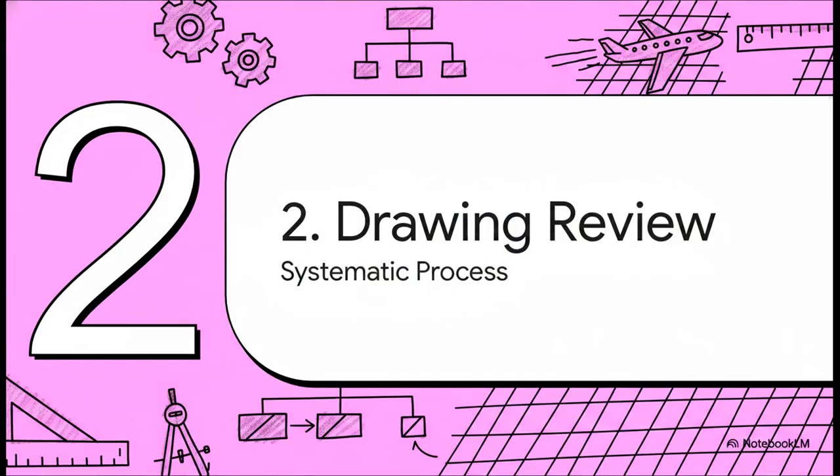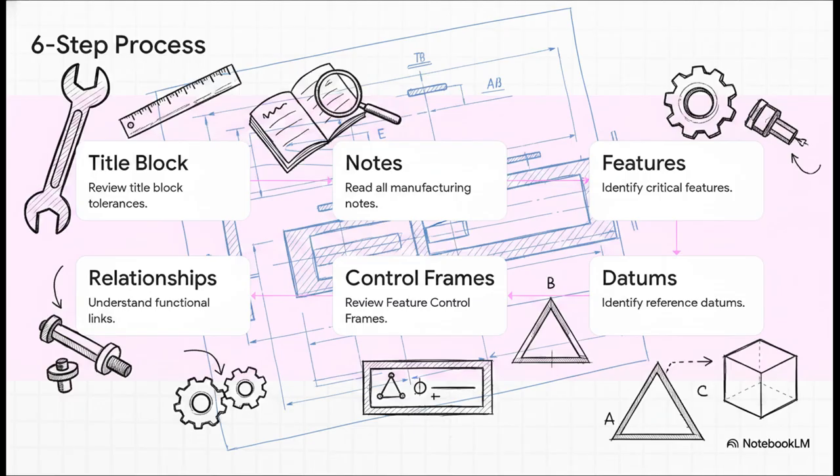Let's move on to Section 2, the systematic drawing review process. To stop that fly-by-the-seat-of-your-pants approach, you need a repeatable workflow. By following these 6 chronological steps every single time you open a print, you completely eliminate ambiguity. Step 1, always review the title block. Don't just gloss over it. You cannot rely on default title block tolerances for critical features, but you absolutely must know what they are as your baseline. Step 2, read the notes.